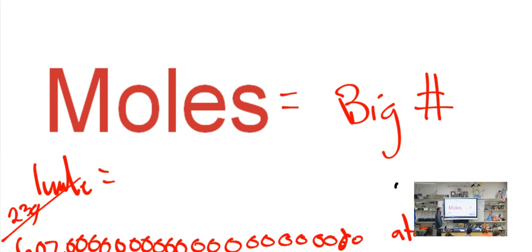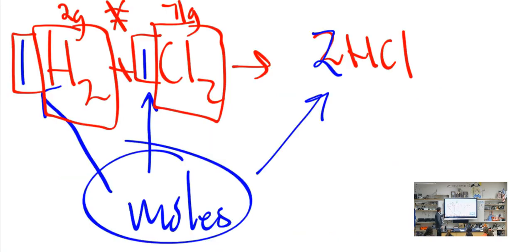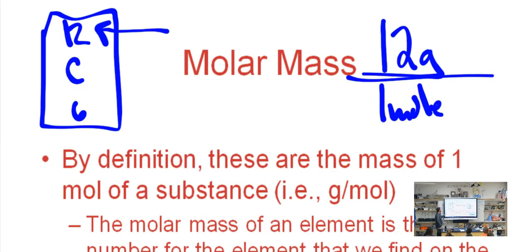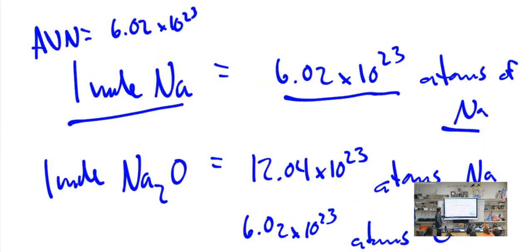Moles we already said is a big number, right? We're going to move on fast. Avogadro's number we already talked about. Molar mass we've already talked about.